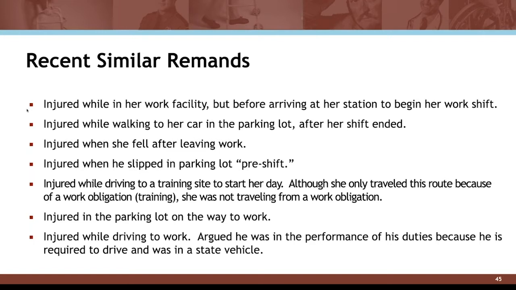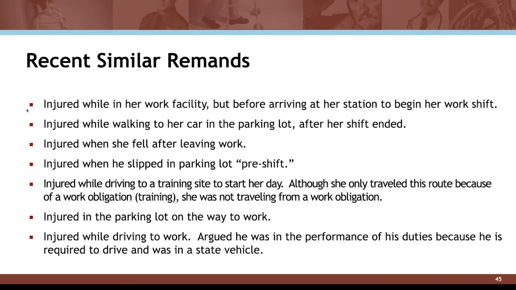The fourth bullet point was a police officer who was injured when he slipped and fell in the parking lot at the station pre-shift. He had written pre-shift, but he had written also in the process of doing my pre-shift inspection of my cruiser. We found that to be ambiguous, and we remanded it back to the board and asked them to make findings of fact that that was a standard practice and procedure of the police officers at that station, and that his shift had started while he was doing that pre-shift inspection. We just needed more information on that one. I don't believe we've heard back from them yet, though.